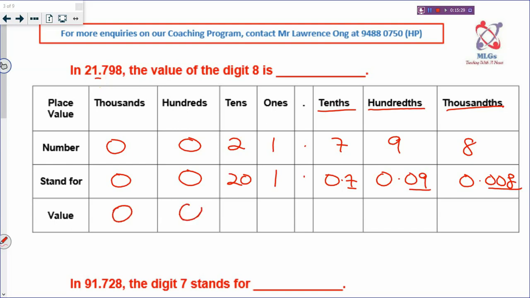So 0, 0, 20. And what is the value of the digit 1? Still 1. What is the value of the digit 7? That is 0.7. What's the value of the digit 9? That will be 0.09. And how about digit 8? 0.008. Okay? Alright, let's go down quickly.